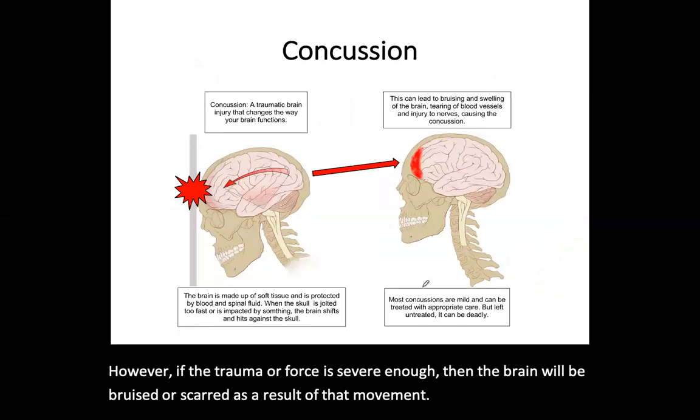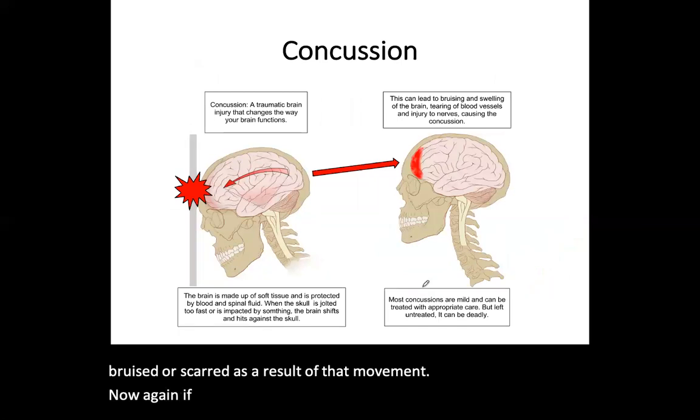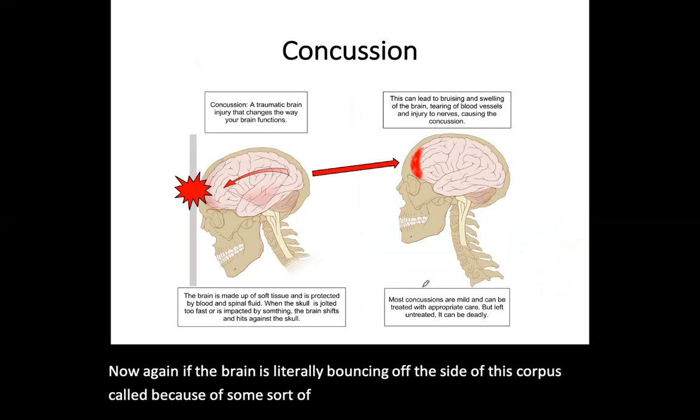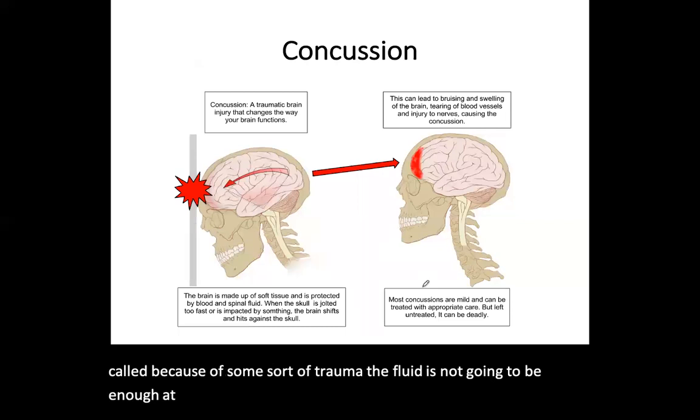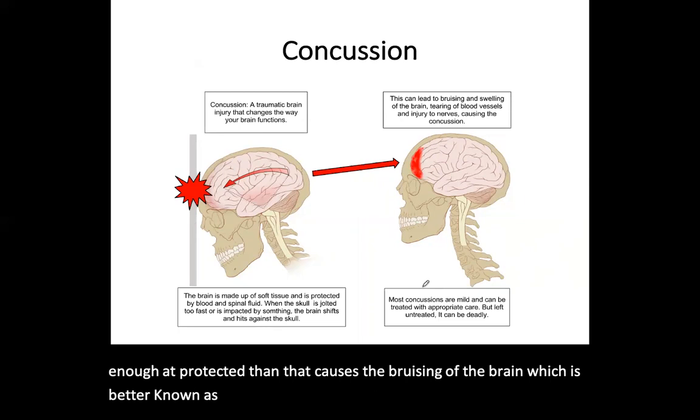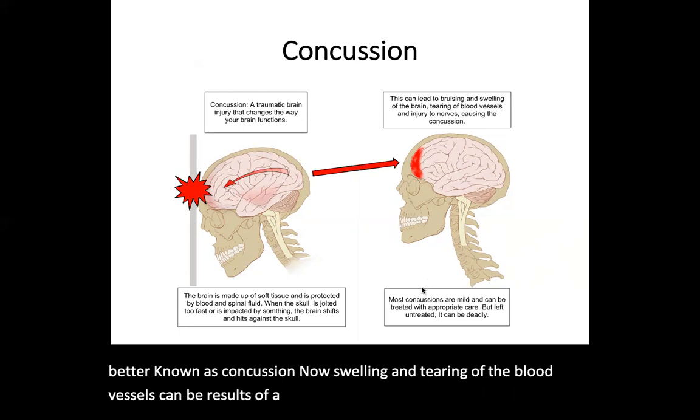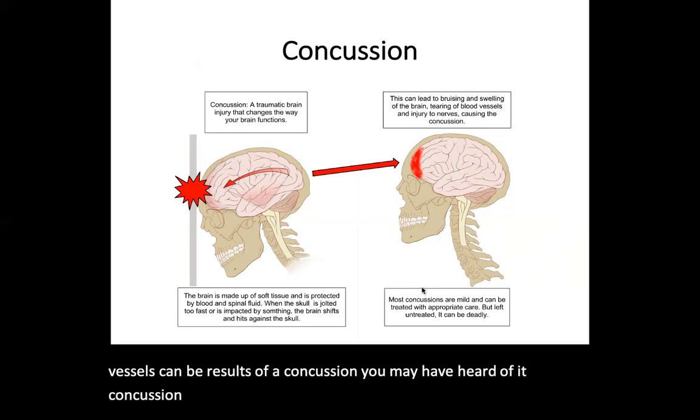Now again, if the brain is literally bouncing off the side of the skull because of some sort of trauma, the fluid is not going to be enough to protect it. Then that causes the bruising of the brain, which is better known as concussion. Swelling and tearing of the blood vessels can be results of a concussion. You may have heard of it. Concussion has different levels. It could be mild all the way to severe, which can cause, again, internal injuries.